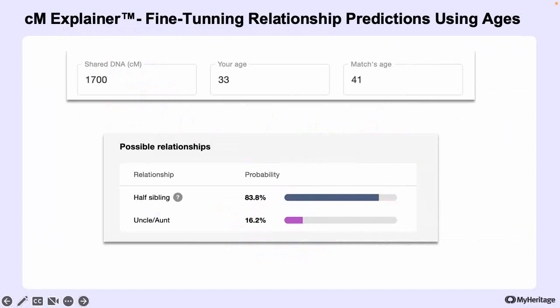For example, here in the CM Explainer, you can see there is 1,700 shared DNA, 1,700 centimorgan. One person's age, my age, is 33. My match's age is 41. In that case, it's most likely that this match will be my half sibling. And you can see the probability. That's because we are closer in age. It's less likely that with an 8-year difference between us, it will be my uncle or aunt, because an uncle or aunt is one generation above us.